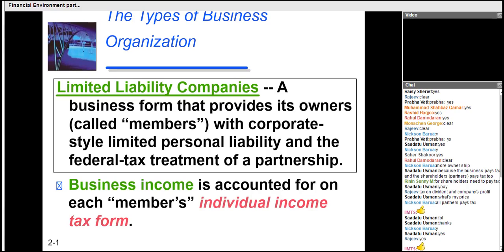What else is it saying? Business income is accounted for on each member's individual income tax form. So each member will be taxed on their business income. Each partner, each member, will be taxed on their individual income, from their business income. Okay, let's go to the next one.